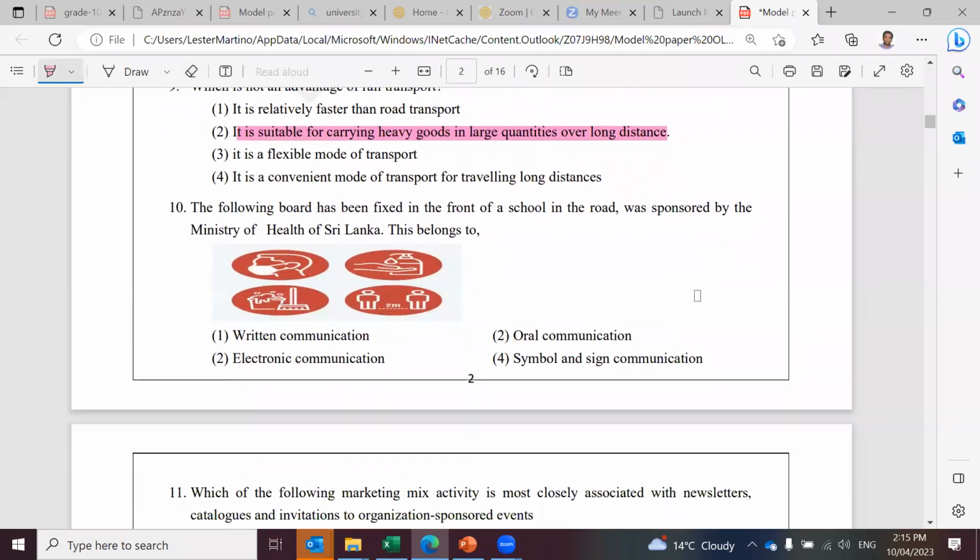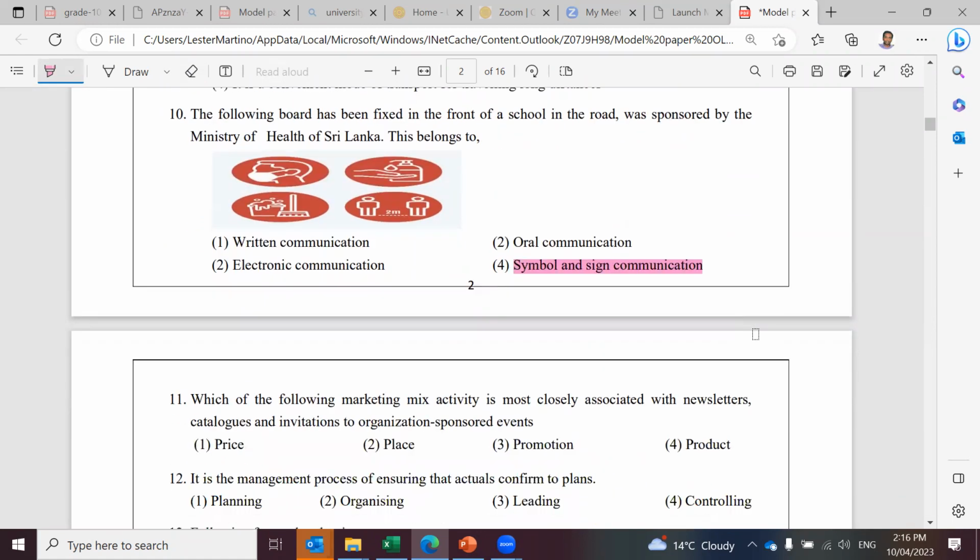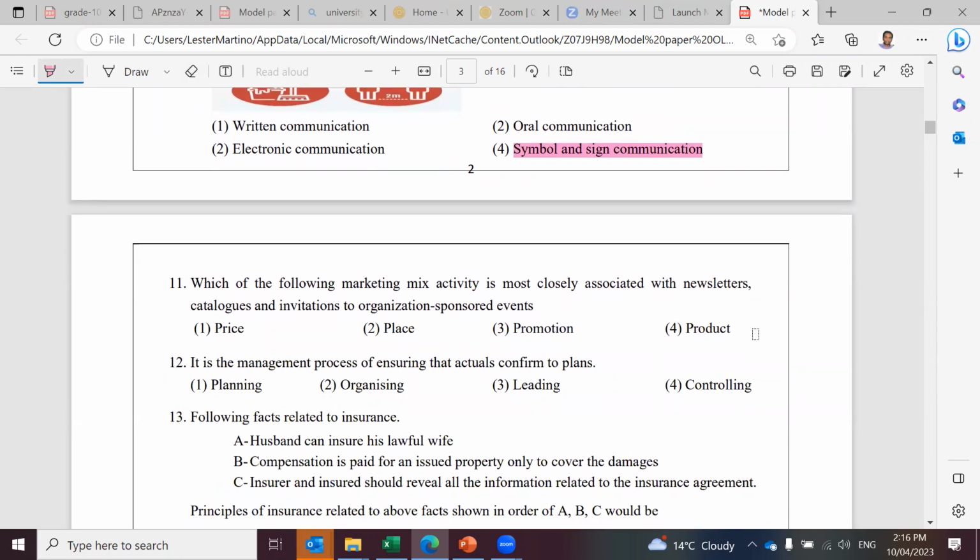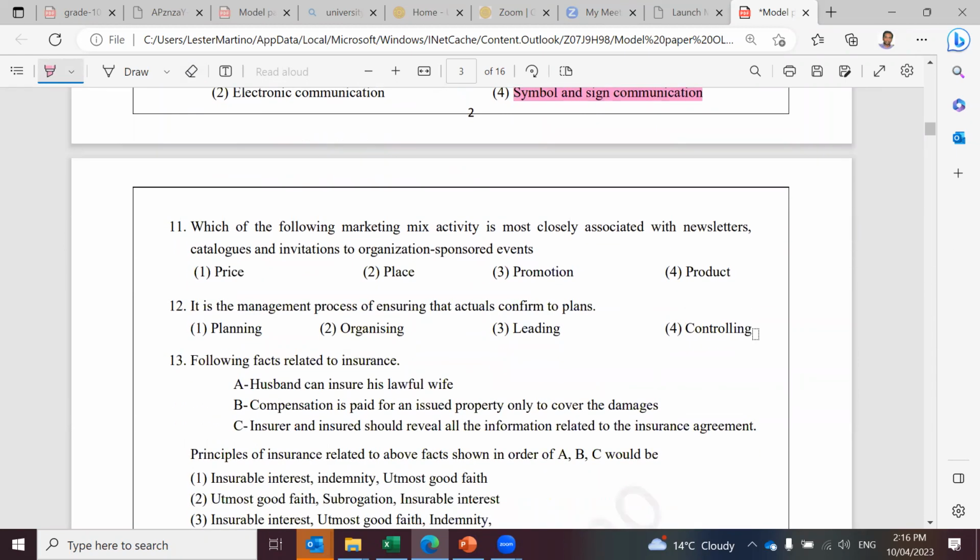Question number 10. The following board, which has been fixed in front of a school on the road, was sponsored by the Ministry of Health of Sri Lanka. This belongs to symbol and sign communication. Which of the following marketing mix activities is most closely associated with newsletters, catalogs, and invitations to organization-sponsored events? Promotion.